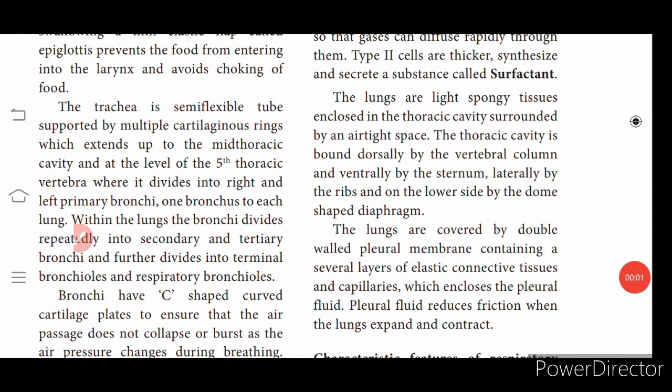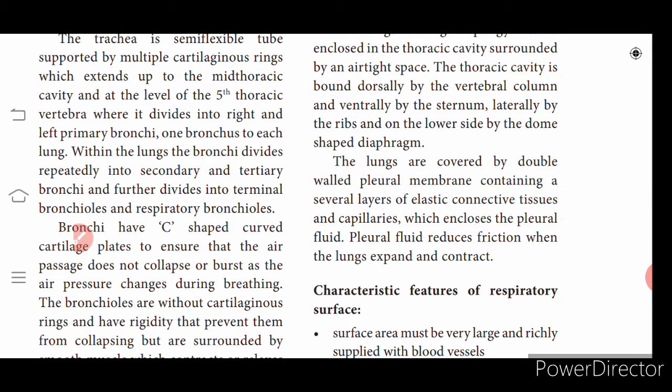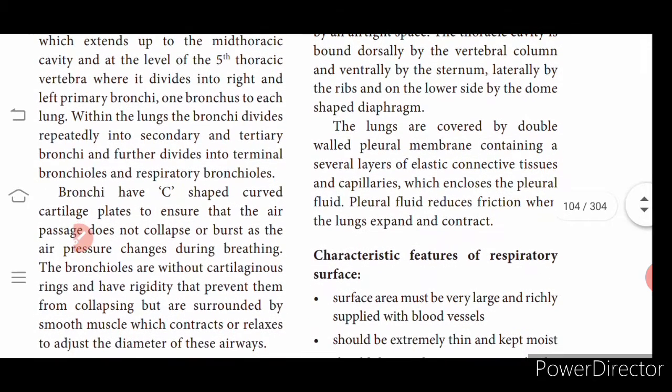The lungs are light and spongy tissues enclosed in the thoracic cavity and by an airtight space surrounding it. The thoracic cavity is bound dorsally by the vertebral column and ventrally by the sternum. Do you remember what is sternum? It is the middle portion of the rib cage.